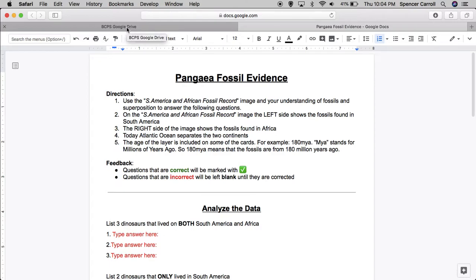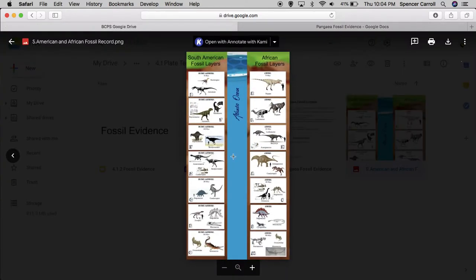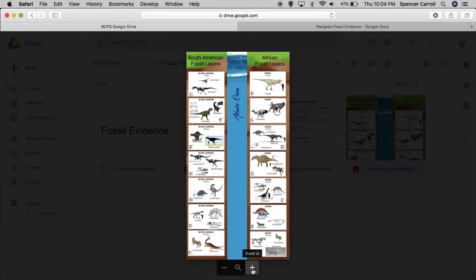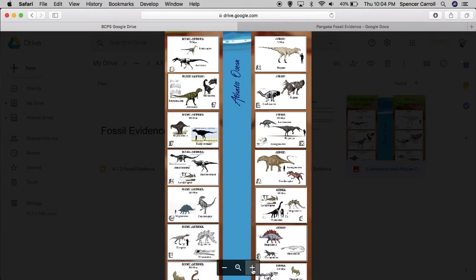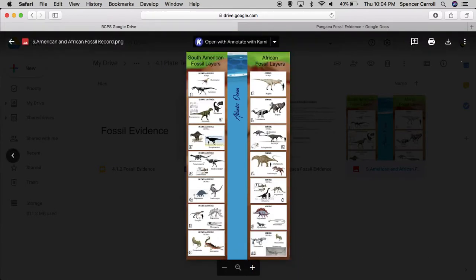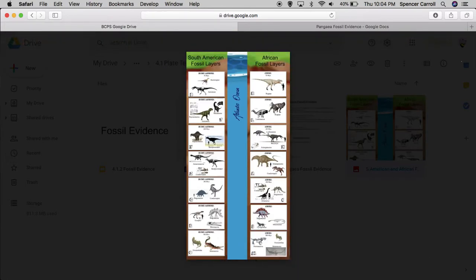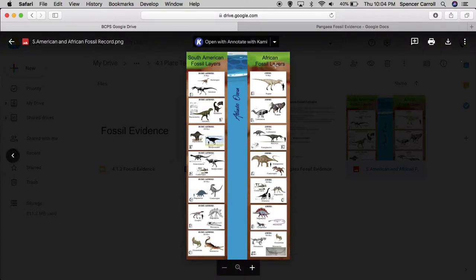As Earth generates new layers of soil, the older fossils are buried deeper and deeper, just like the ice cores that we talked about in the beginning of the year. Now the image you're going to open will look like this. It is going to look small probably on your screen because it's a very large image. You can zoom in on it. I'd recommend zooming in pretty far so that you can read the names of the fossils on both the South American side and the African side.